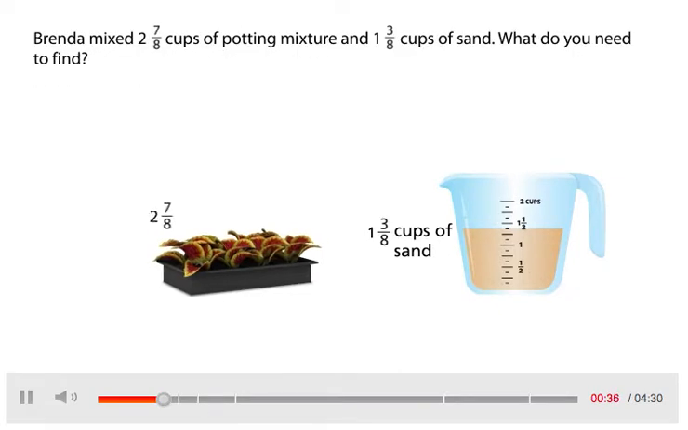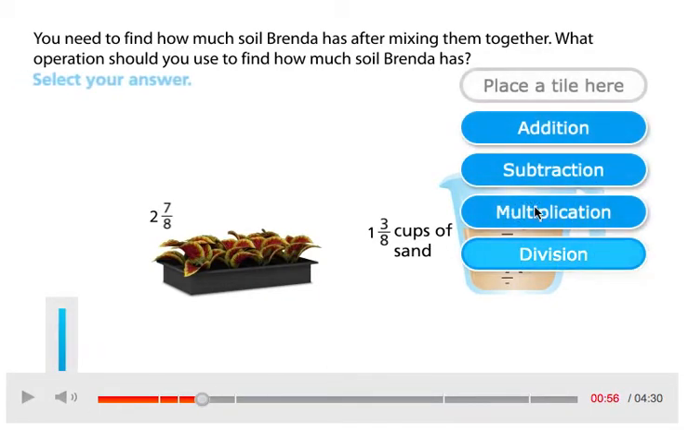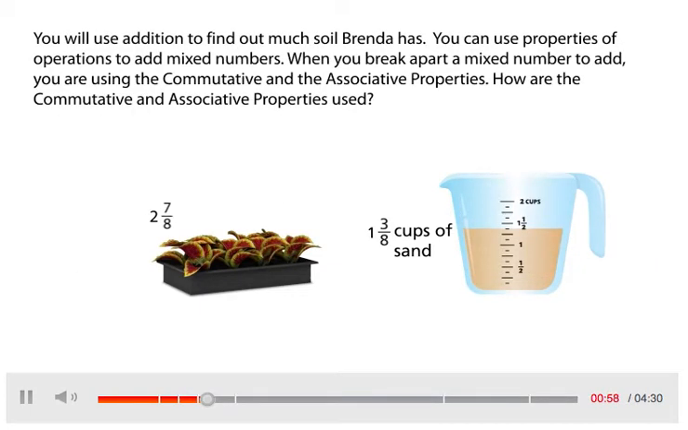Brenda mixed 2 and 7/8 cups of potting mixture and 1 and 3/8 cups of sand. What do you need to find? You need to find how much soil Brenda has after mixing them together. What operation should you use to find how much soil Brenda has? Select your answer. You will use addition to find out how much soil Brenda has.